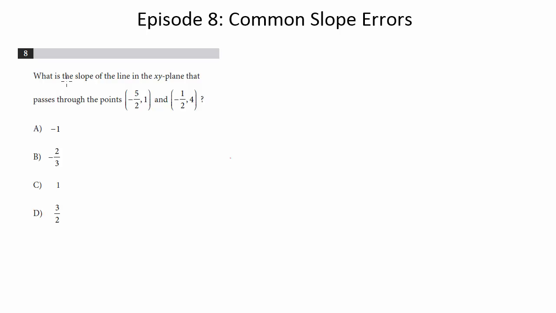What is the slope of the line in the xy plane that passes through these points? The formula for slope is y2 minus y1 over x2 minus x1. So let's very carefully put in our points. We'll call this our x2, y2 point, and this is our x1, y1 point. So we're going to do 4 minus 1 up top, and then negative 1/2 minus negative 5/2.